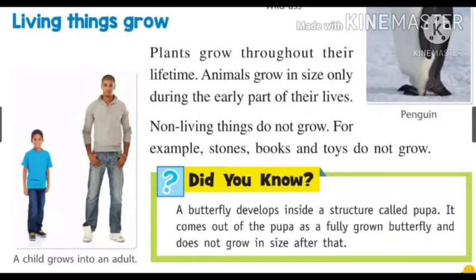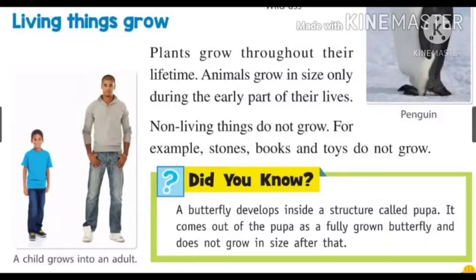Living things grow. Plants grow throughout their lifetime. Animals grow in size only during the early part of their lives. Non-living things do not grow. For example, stones, books, and toys do not grow.